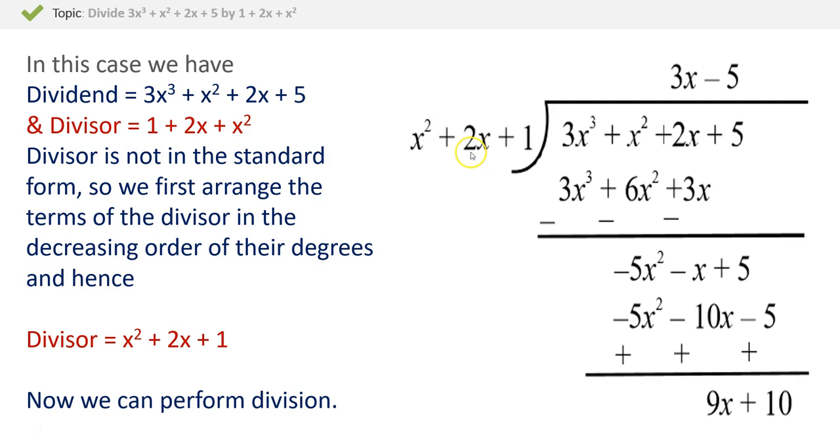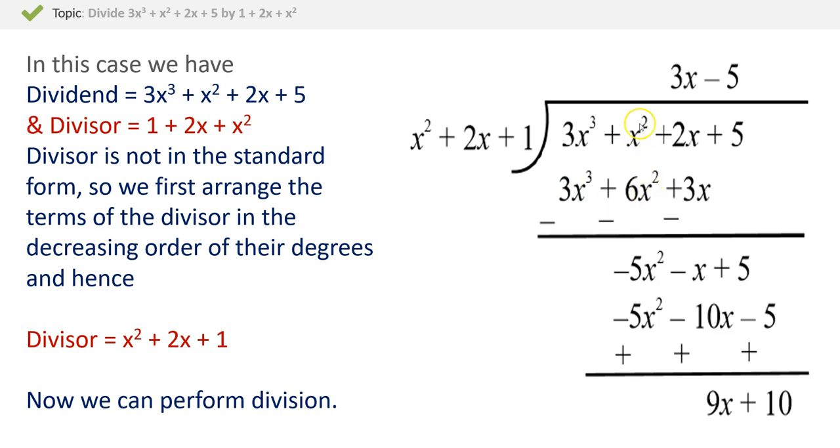Now we can perform division, and your division will look like this. I have x squared plus 2x plus 1 as my divisor, and 3x cubed plus x squared plus 2x plus 5 as my dividend. In order to cancel 3x cubed, I'm going to multiply x squared by 3x, and hence my first term in the quotient is 3x. When I multiply 3x by x squared plus 2x plus 1, I get 3x cubed plus 6x squared plus 3x.